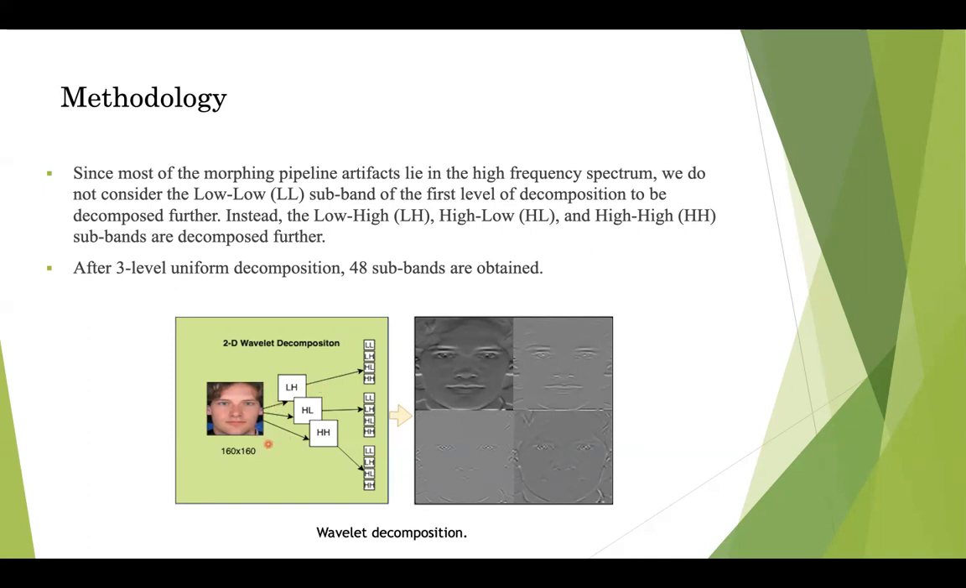As mentioned, all the input images are converted into wavelet subbands. Since the morphing artifacts lie in the high frequency spectrum, we do not consider the low subband in the first level of decomposition to be decomposed further. Instead, we decompose the low-high, high-low, and high-high subbands in the first level of decomposition. And after 3 levels of decomposition, we get 48 subbands for each image.